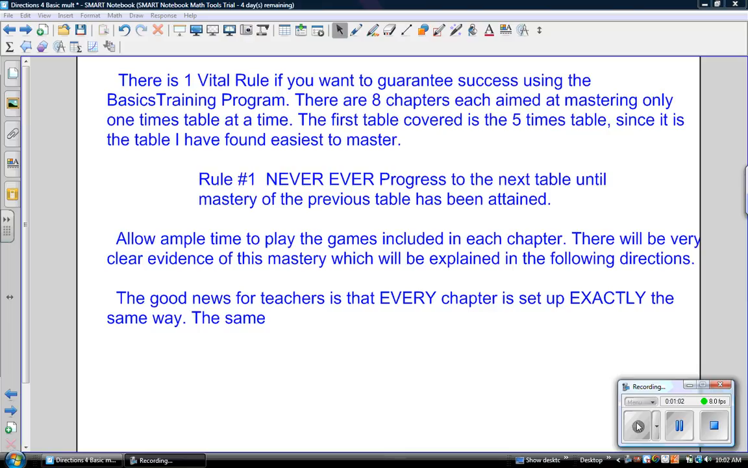ensures student success. The following directions will not only give specific strategies for introducing activities, they also will give a recommended timeline. This is by no means mandatory and can be altered to suit individual needs. However, this plan ensures that students are continually progressing towards their mastery of a specific times table. Additionally, this is a new paragraph.